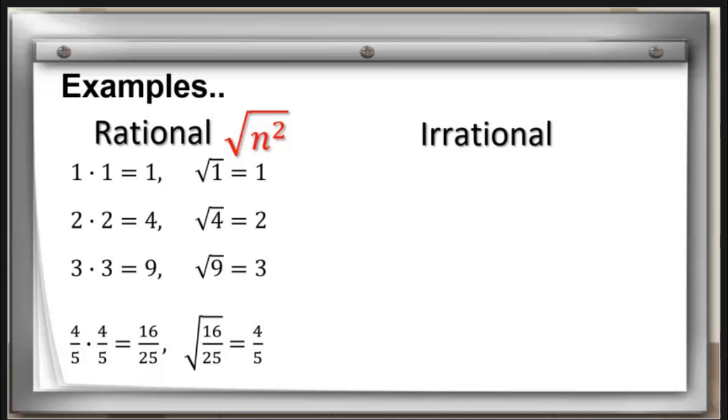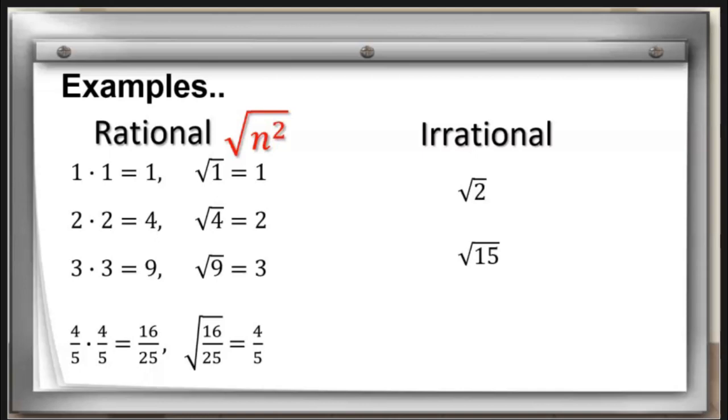We have square root of 2. Can you think of any number that when multiplied by itself will give an answer of 2? None. We can say then that 2 is not a perfect square. Therefore, the principal root of square root of 2 is irrational. Next, square root of 15. Can you think of any number that when multiplied by itself will give an answer of 15? None. We can say then that 15 is not a perfect square. Therefore, the principal root of square root of 15 is irrational.